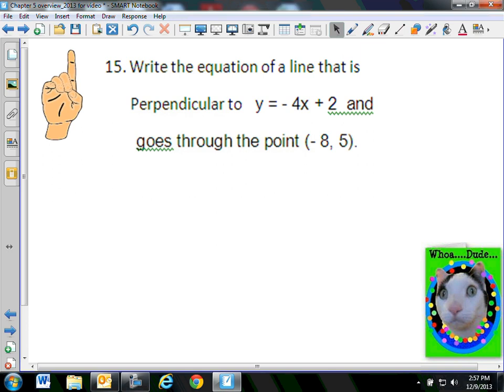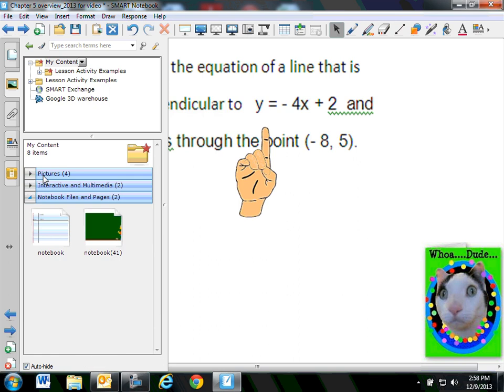Write the equation of a line that is perpendicular to this equation, and it goes through this point right here. So look, they're telling you that they want you to find the equation of a line that's perpendicular to this one right here. So look, what's the slope of this one right here then? Actually, you know what? Let me just show you with the graph here.